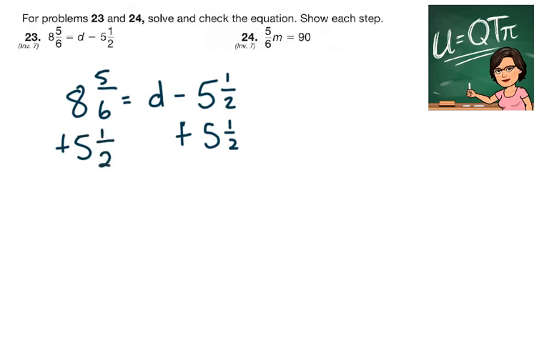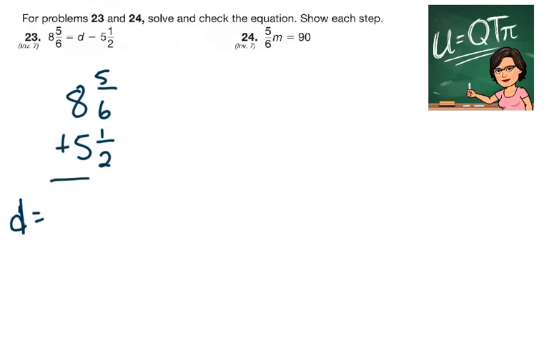Well, I'm just going to take a minute and erase this because I can remember that I've got D equals. And I need to take a minute and find a common denominator, which is going to be 6. And then after I've done that, then I can find out what D equals. Go ahead and finish that problem. Pause your video.